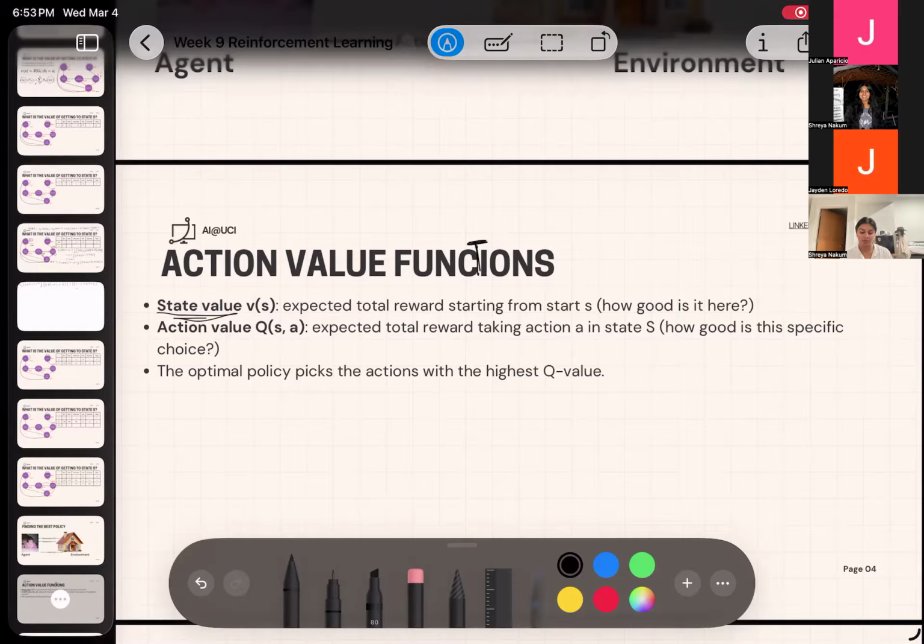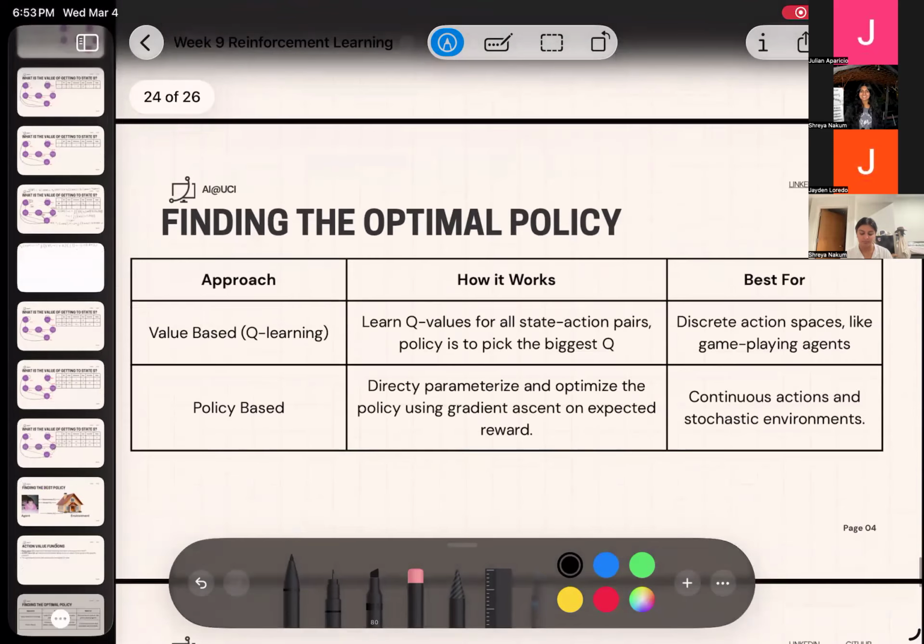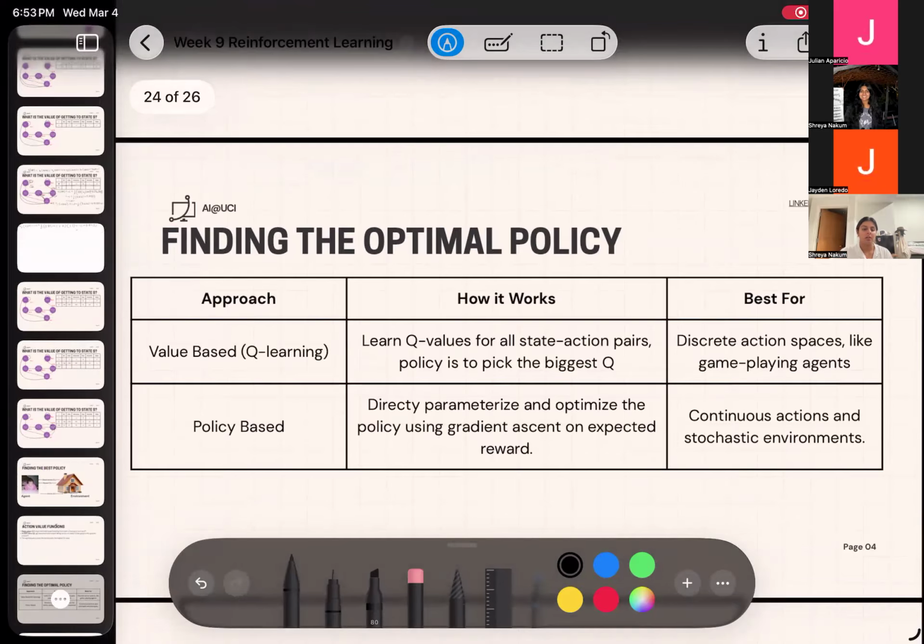So how good is a choice? And the optimal policy picks actions with the highest Q value. So to find the optimal policy, you do something called Q learning. And sort of how we learned the different state values previously, we now can learn the Q values of all the state action pairs.